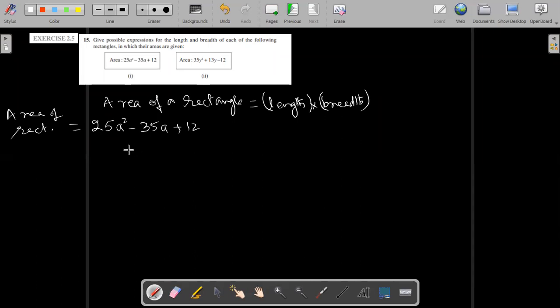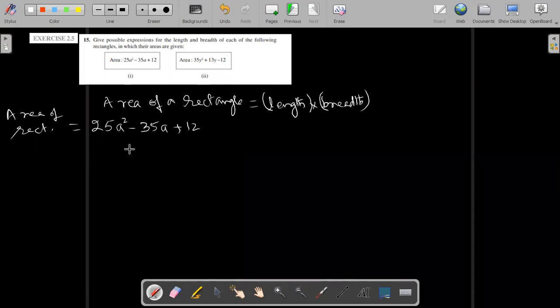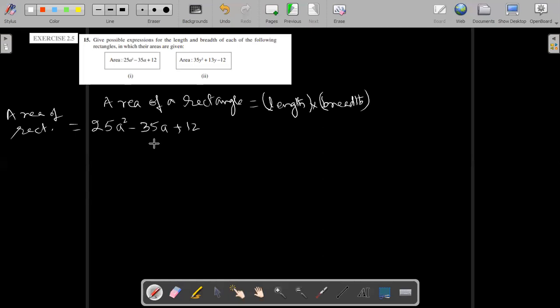As you know how to split the middle term, I told you that you have to multiply 25 into 12. 25 into 12 will be equal to 300. Okay, and we need factors of 300 so that you can get minus 35. You will try, but I'm telling you directly: you can have minus 20 and minus 15. I told you how to find this.